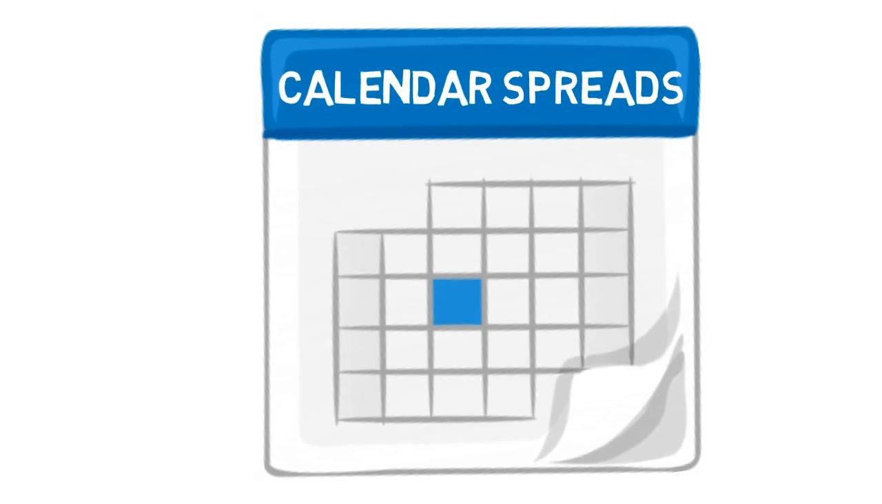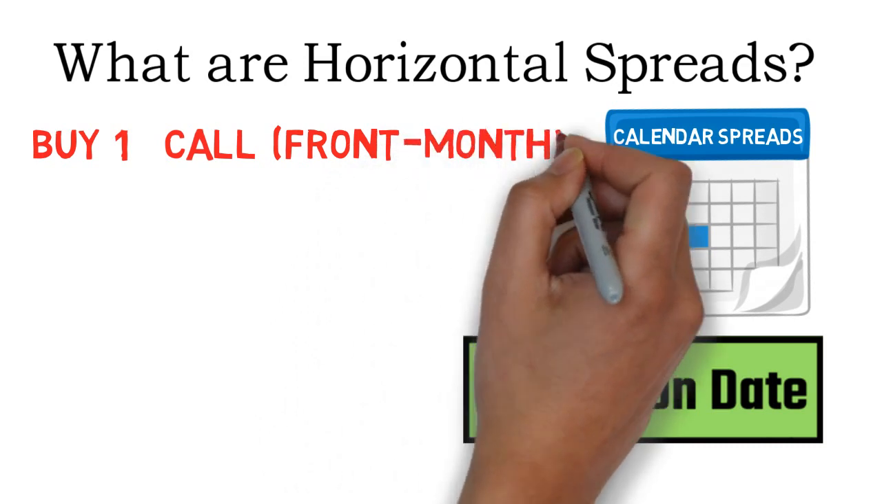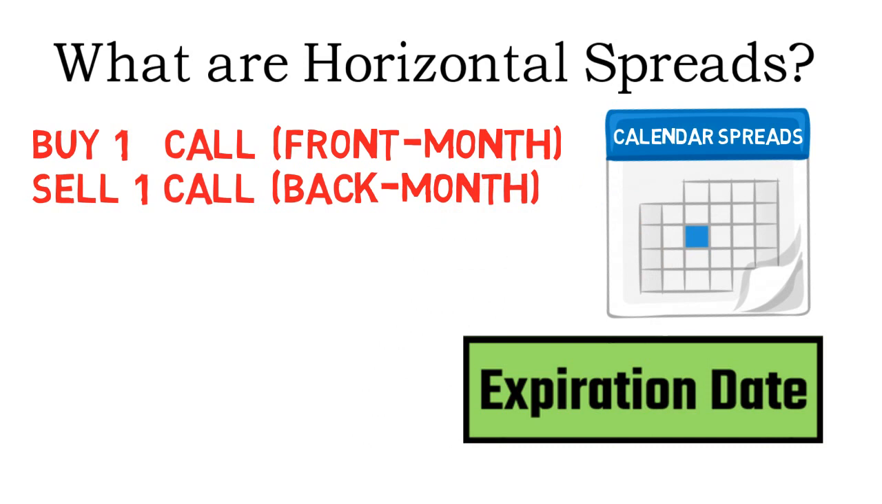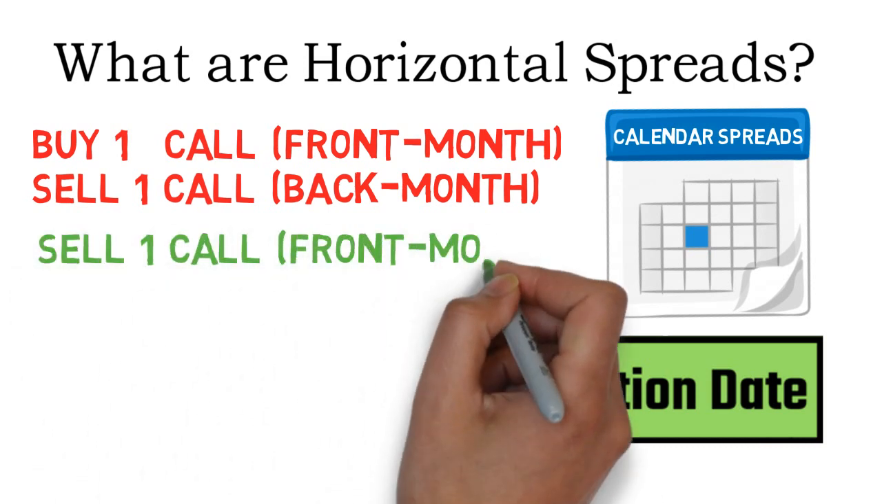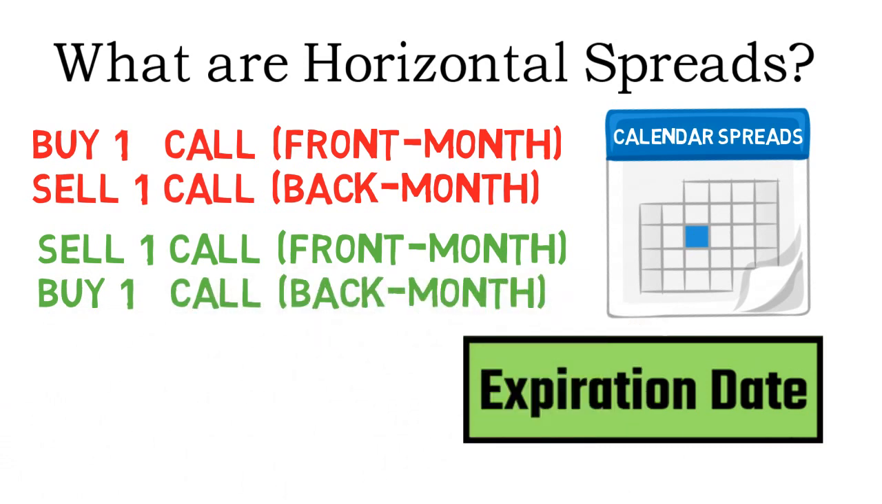There are 4 different types of calendar or horizontal spreads. First off, we have short call calendar spreads, and they are set up in the following way. You buy one call option in the front month and sell one call option in the back month. Front month is the earlier expiration date and back month is a later expiration date. A long call calendar spread is exactly the other way around. You sell one call option in the front month and you buy one call option in the back month.